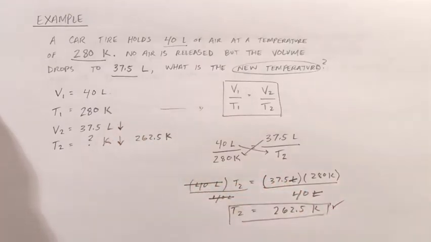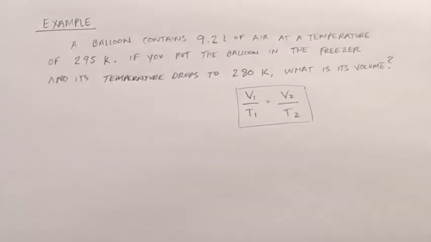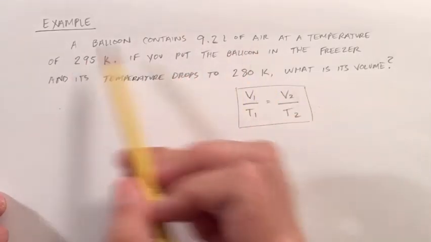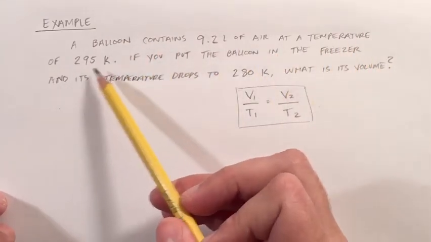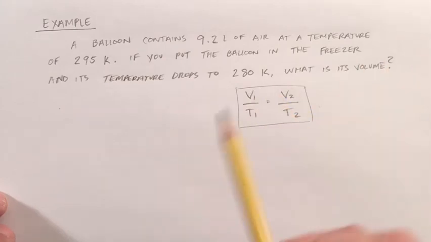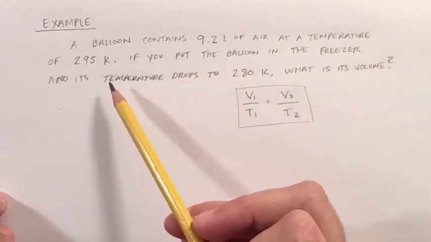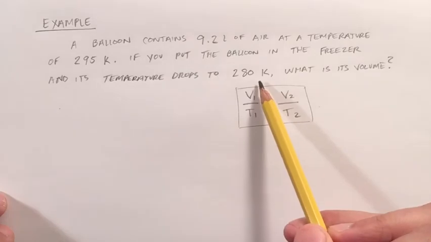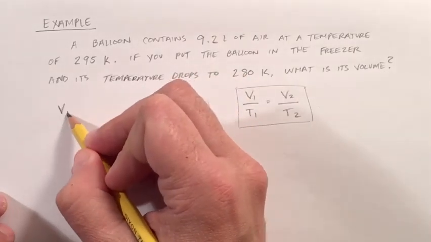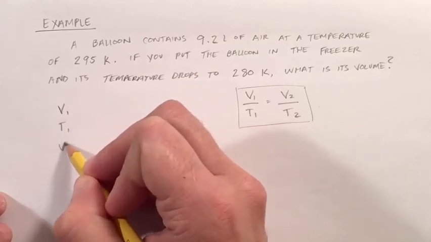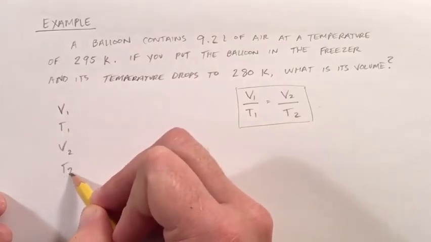So that's our answer. In our next example, we're going to have V2 that's missing, so you guys can see how we do it when we're missing our variable up top. Same thing. In this example, we have a balloon. It has 9.2 liters of air at a temperature of 295 Kelvin. You put the balloon in the freezer and its temperature drops to 280 Kelvin. What is its new volume? How do we find that? Same steps as before. List your variables out.